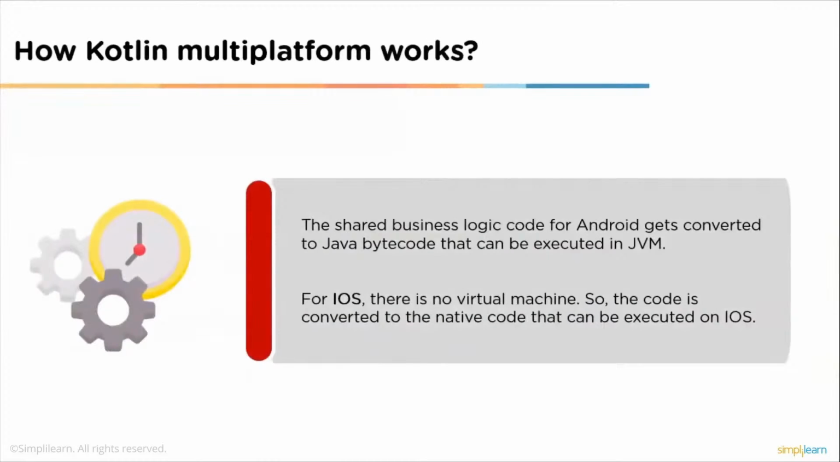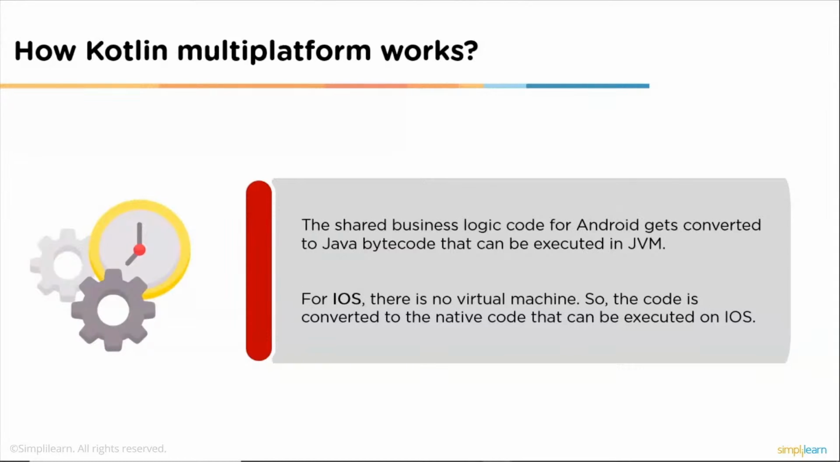So let's take Android and iOS. The shared business logic code for Android gets converted to Java bytecode that can be executed in the JVM. And Android has the virtual machine, so it can easily run it. But in the case of iOS, there is no virtual machine. So the code is converted to native code that can be executed on iOS.